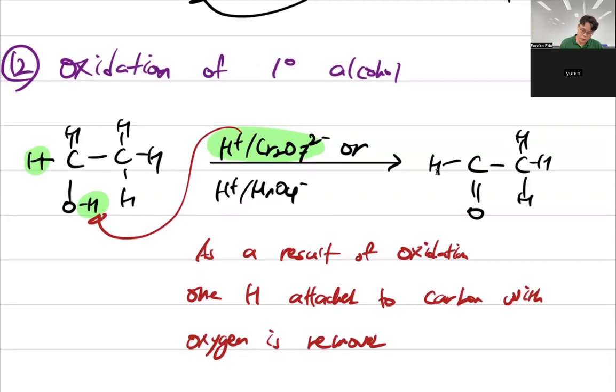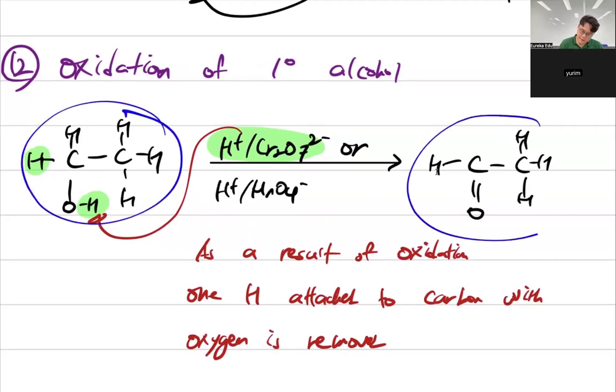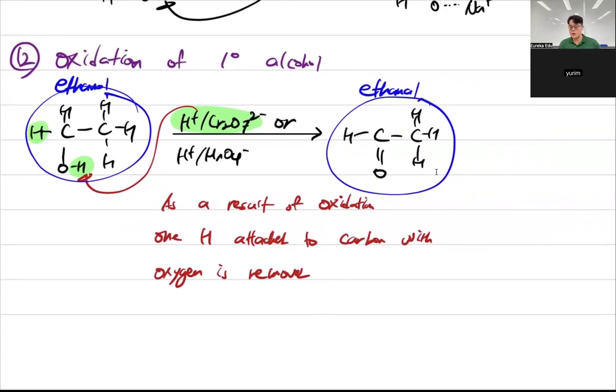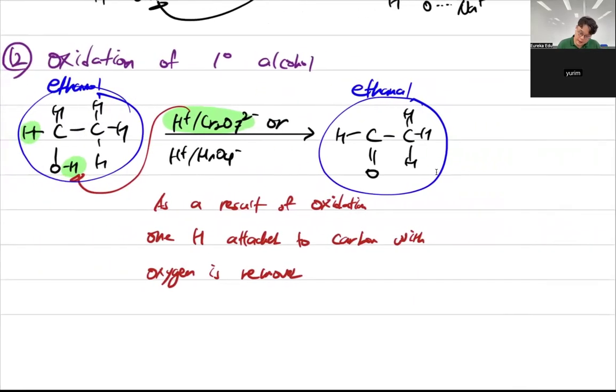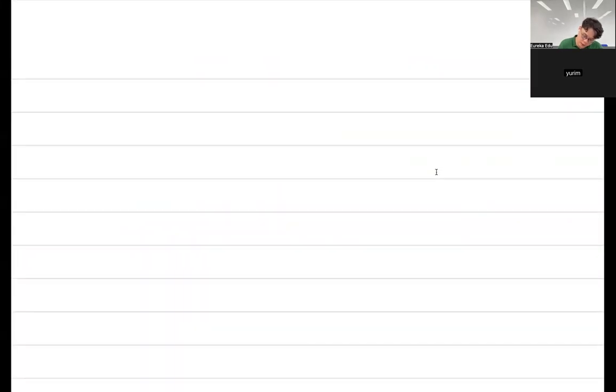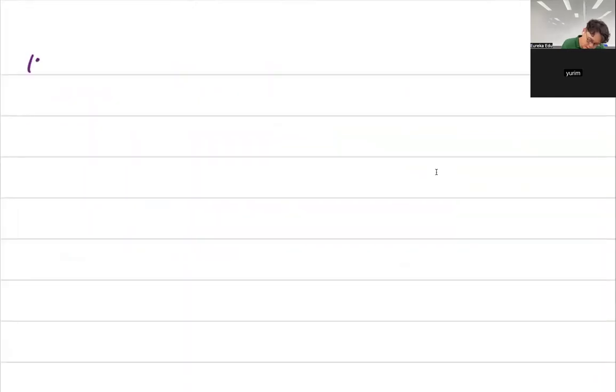So what do we now have? From this ethanol, we now have the ethanal produced. So ethanol has now become ethanal. This is what I call the first oxidation of the primary alcohol. And this can actually go through another chemical reaction too. So that's reaction 13, reaction 13.